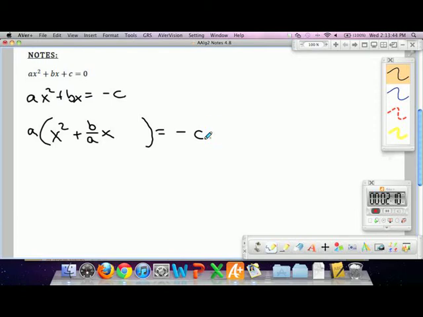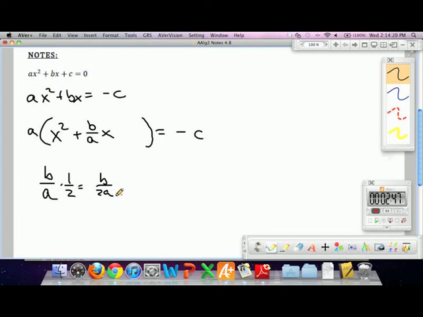What was the pattern for writing a completed square? What did we do to the middle term? We divided it in half and squared it. So I need to divide this in half, so divide it by 2 or multiply it by 1/2. What's b times 1 over a times 2? 2a. And what's b over 2a? That's what I want to get for the square.